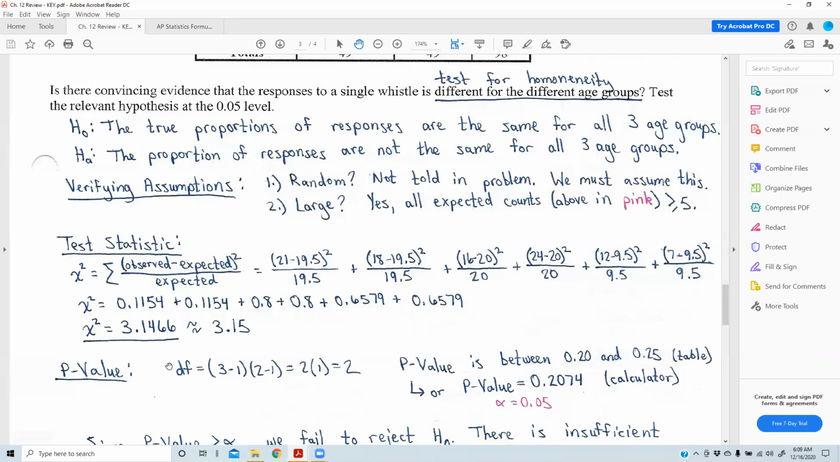Then we have our test statistic. Observed minus expected squared over expected. Again, you don't have to. I decided I'm going to write all these out. So I did. And calculated them individually and got a test statistic of 3.1466.